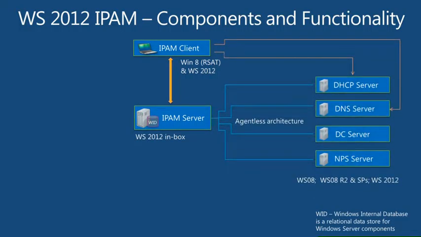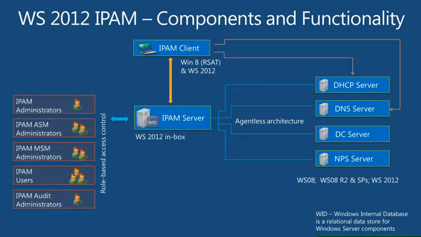Your IPAM server talks to all your DNS, DHCP servers. It does agentless monitoring, so there is very little performance hit because of that, and gets all the latest information from all these servers. And it provides flexible user roles, right? You can assign different users to perform different actions.